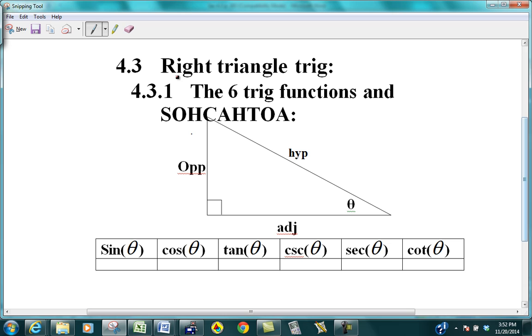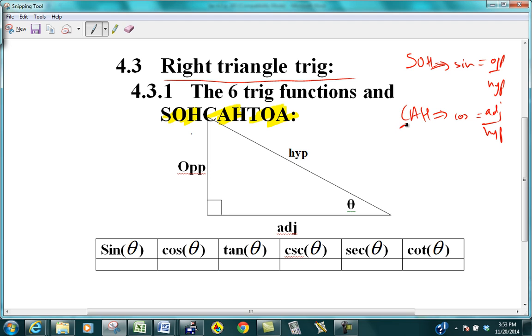So 4.3 is about right triangle trig, okay? And what I'm going to be doing is really looking at basics for SOHCAHTOA, which you might already be familiar with. Just to refresh your memory, SOH means that sine is equal to opposite over hypotenuse. CAH means that cosine is equal to adjacent over hypotenuse, like C for cosine, A for adjacent, H for hypotenuse. And TOA means tangent is equal to opposite over adjacent, T meaning tangent, O meaning opposite, A meaning adjacent.